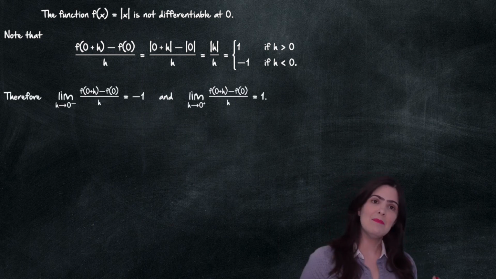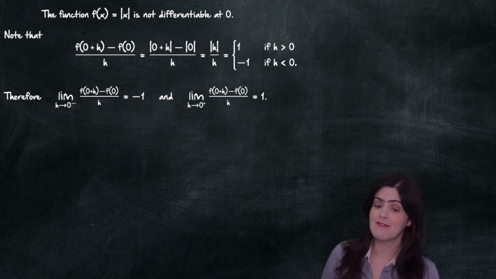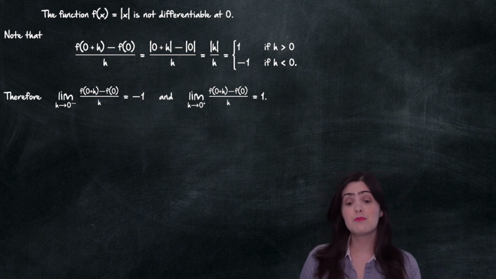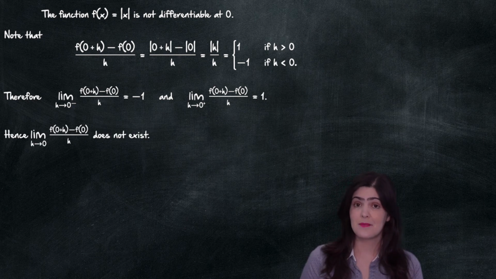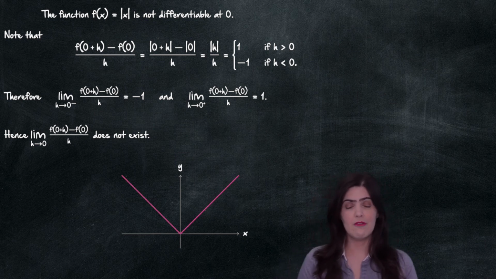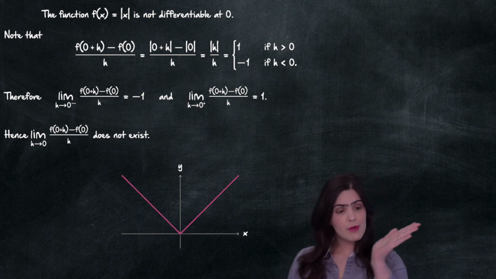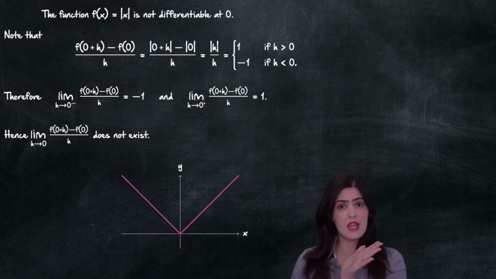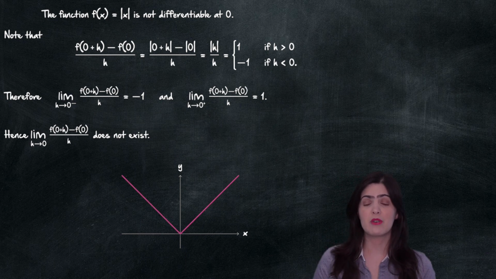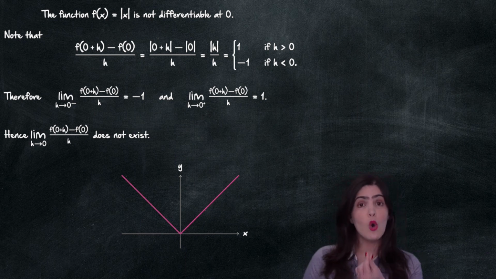That tells me that the limit as h approaches 0 from the left is going to be negative 1. But the limit as h approaches 0 from the right is positive 1. So the limit just does not exist. And if we look at the graph, we have an abrupt change in the slope of the tangent line. We look at this and then we break like that. This is a very abrupt change. We have here like a corner.